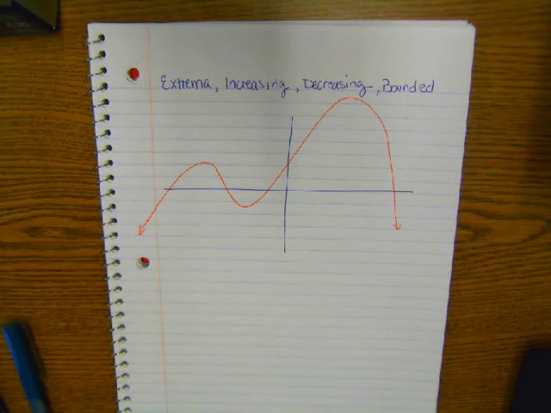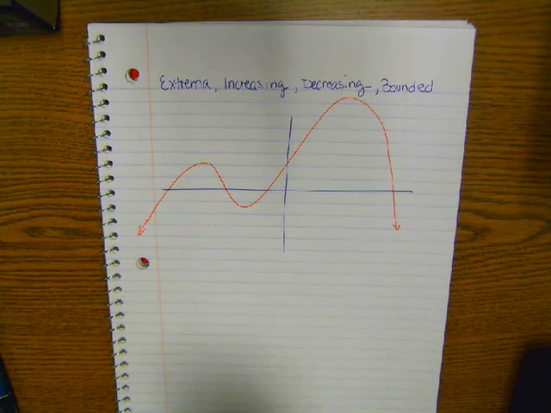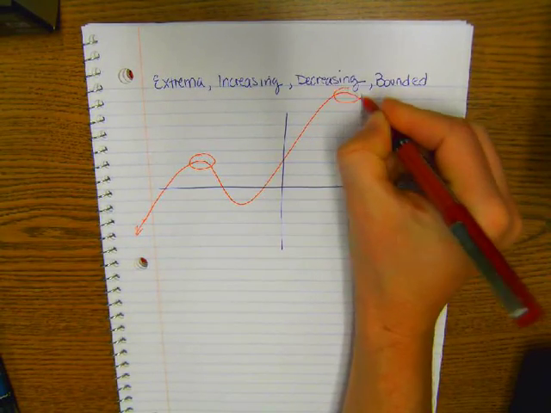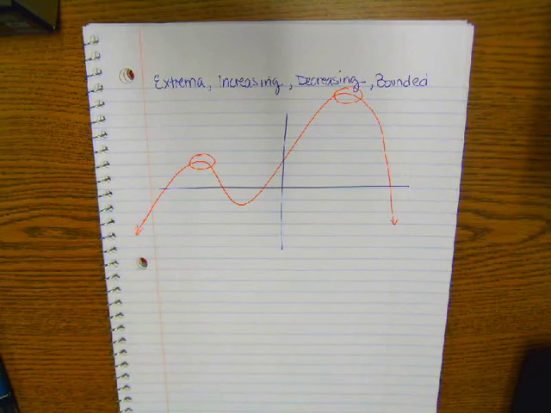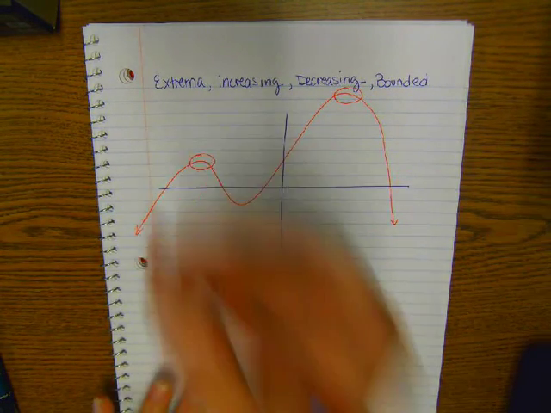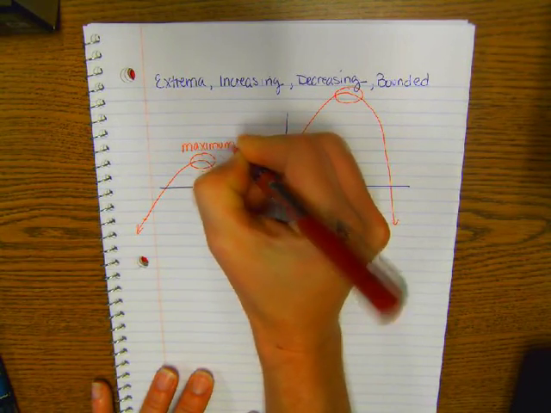First of all, let's talk about maximums and minimums. This point of the graph and this point of the graph, what do you think those are? Is that a maximum or a minimum? Maximum. So this is a maximum, and this is a maximum.